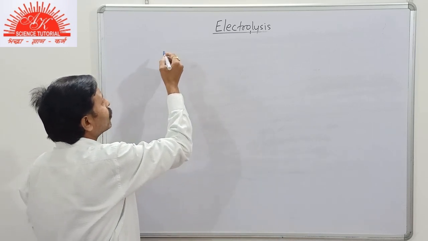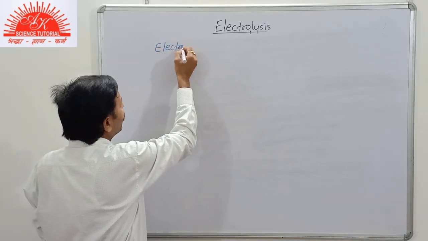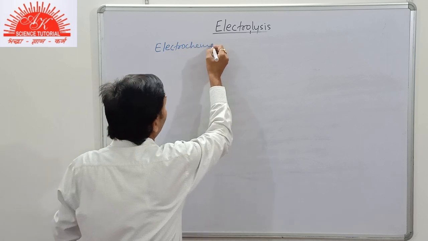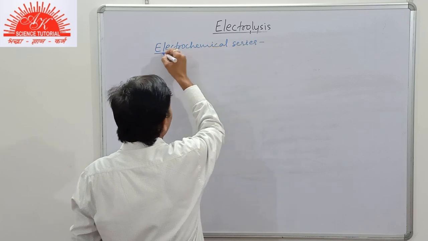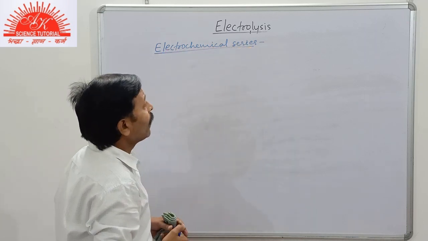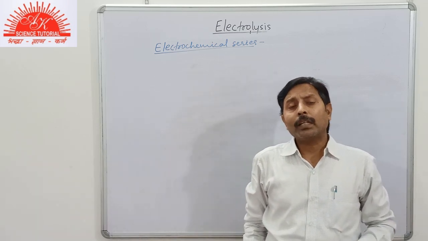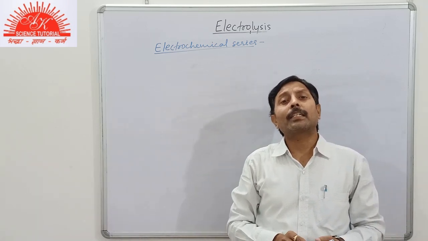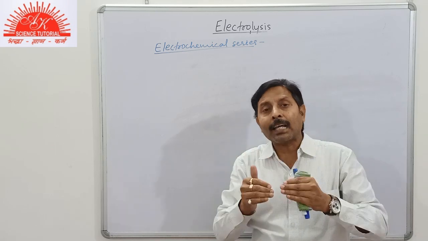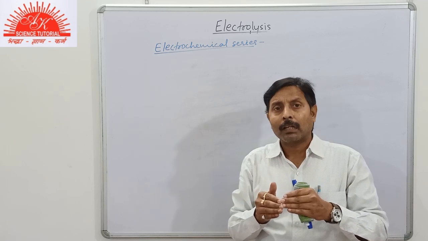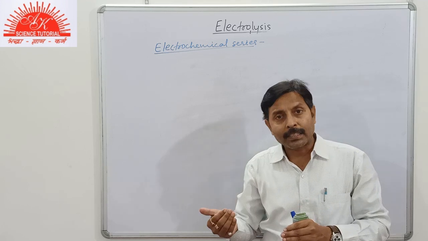The next topic which we have to study here is called the electrochemical series. Now what is the electrochemical series? The electrochemical series is a series of ions made by arranging the ions in sequence of which ion will be discharged more preferentially.